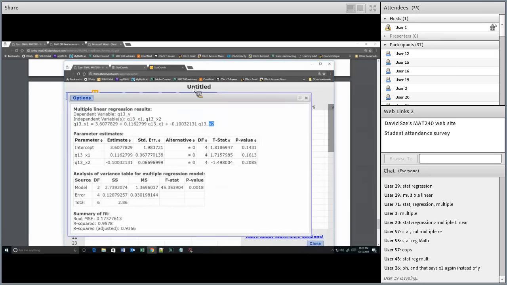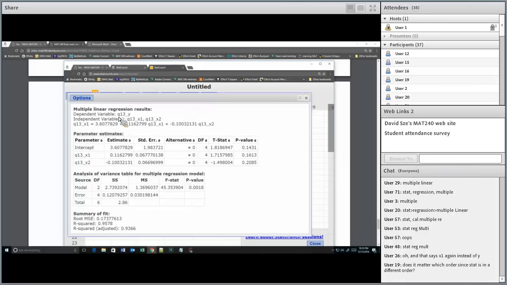Yeah, I think someone pointed that out yesterday. Thanks for pointing that out again. This is a big, huge typo. This should be Y. This is wrong. This should be Y. This should be basically this guy, Q13 underscore Y.